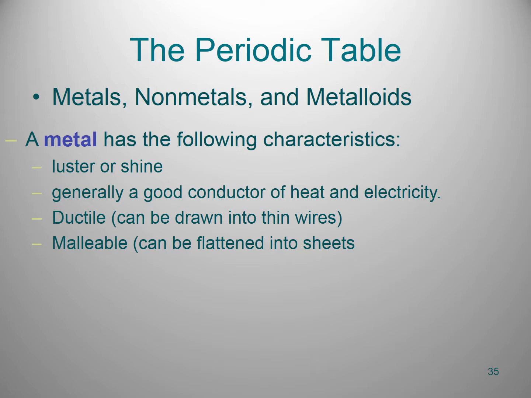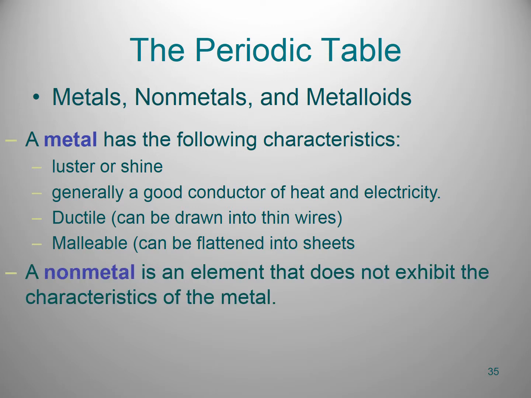Okay, so I mentioned earlier that you can also look at the periodic table and tell where the metals, nonmetals, and metalloids are. We looked at that zigzag line as the dividing point. So what are some of the characteristics of these types of elements? Metals generally, and you probably know this already, are shiny or lustrous, have luster. They are good conductors of heat and electricity. They're ductile, which means they can be drawn into thin wires, and they're malleable, which means they can be flattened into sheets.